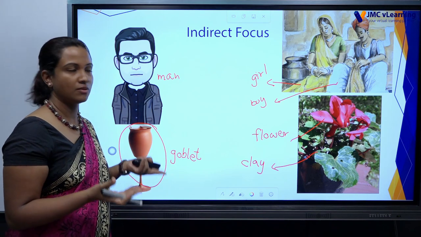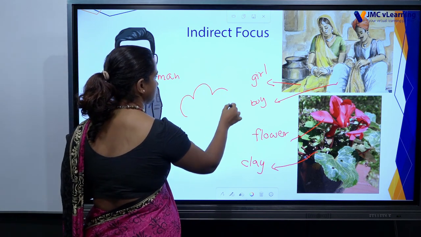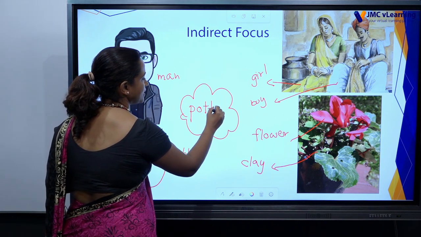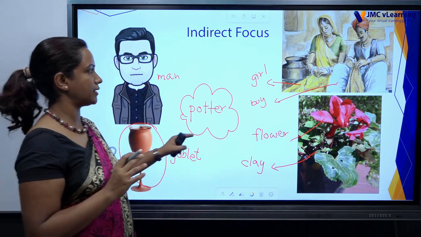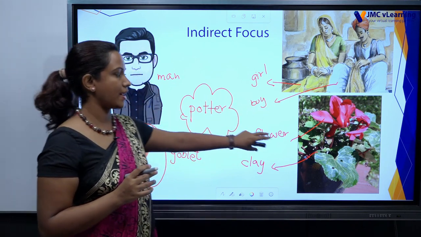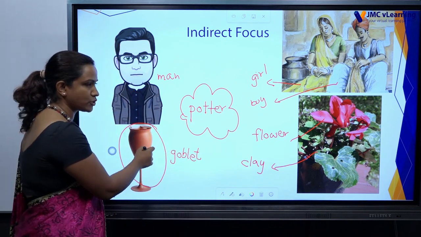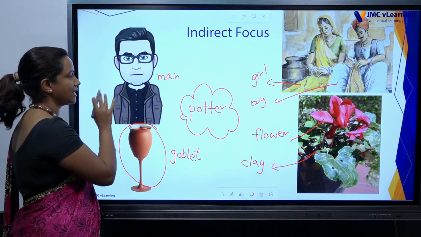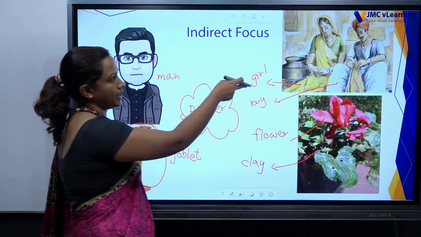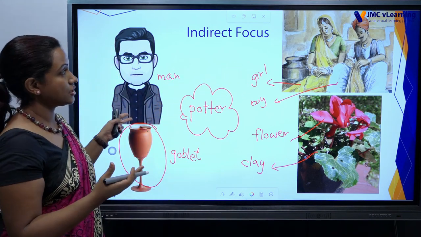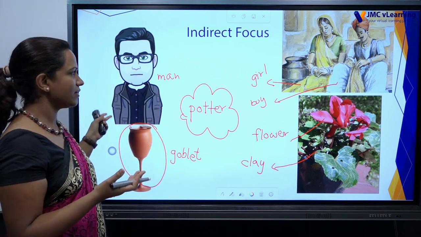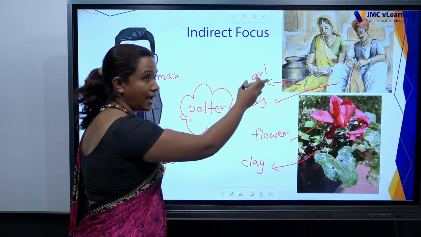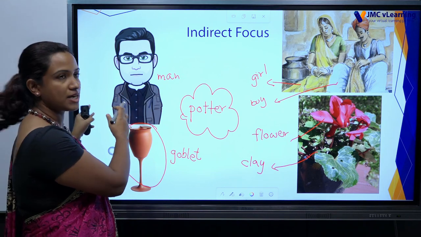But what happened? Some sort of external force called the potter has dragged that person out, dragged that clay out and transformed it into a goblet, transformed into an urbanized man, a civilized man. This man is supposed to be with the indigenous people and the society. But do you think that this has no shape? This has a shape. But this has a life, and looking wise, he is much better.